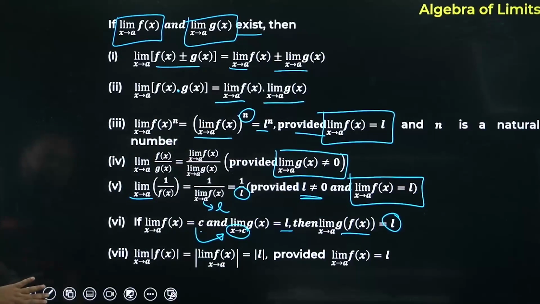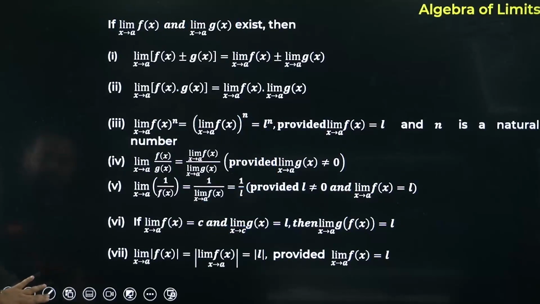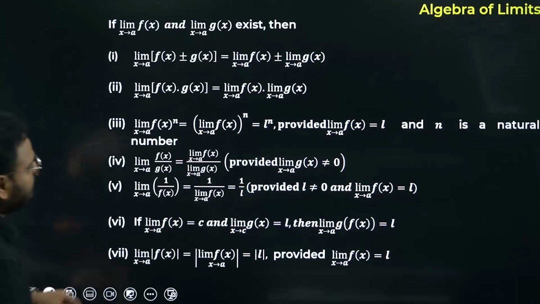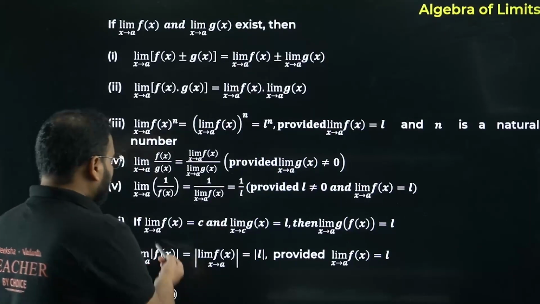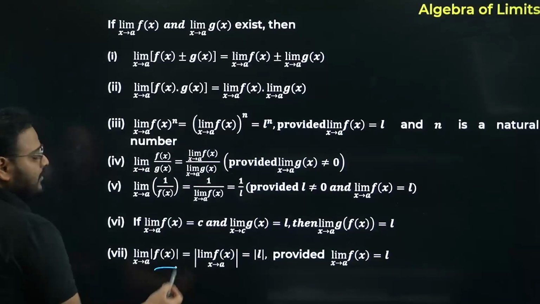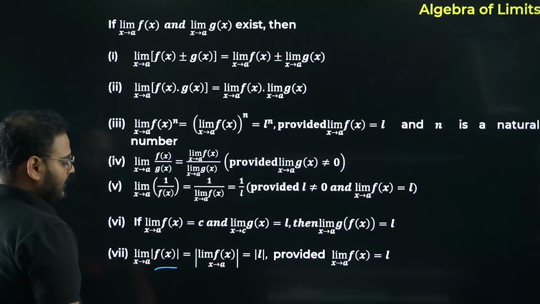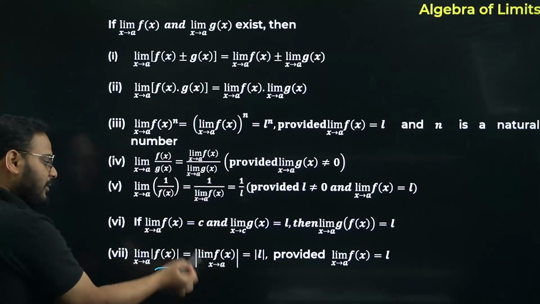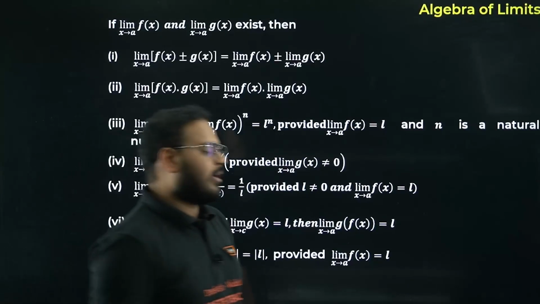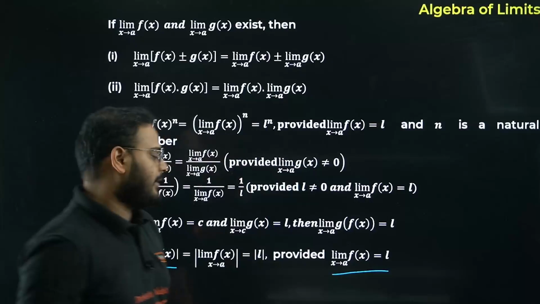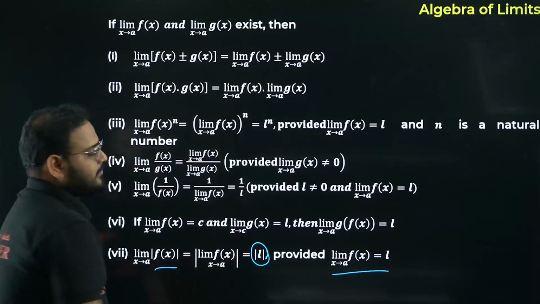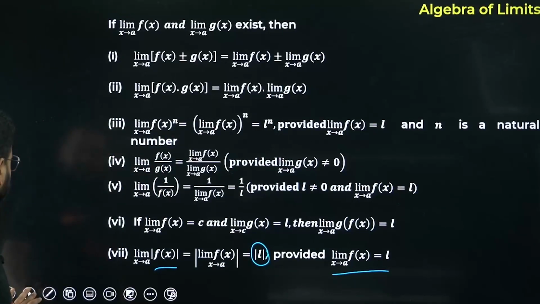Too many marks, I'll just remove this part. It looks too much highlighted. Okay, let's move on. Last one. Again, if you have mod applied to the function, I can find the value of the limit and then apply the mod. Same thing. I can find the limit value, then apply the mod, and I'll have the same result, provided of course this is given as L. That's why I have written mod L here. Clear? I hope this is clear.